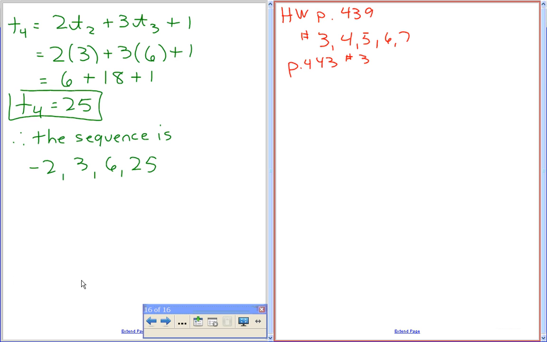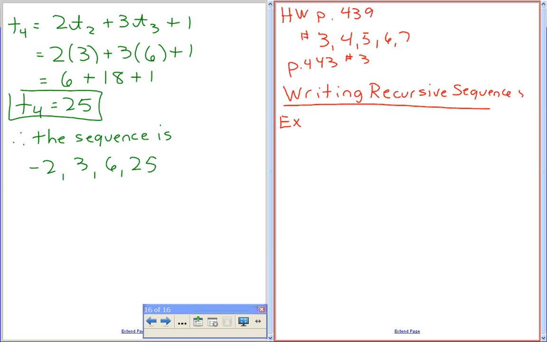By the time we get to this, I'm going to say that's fine too. This is going to be write a recursive sequence. What are we up to? 5, 4, 5.